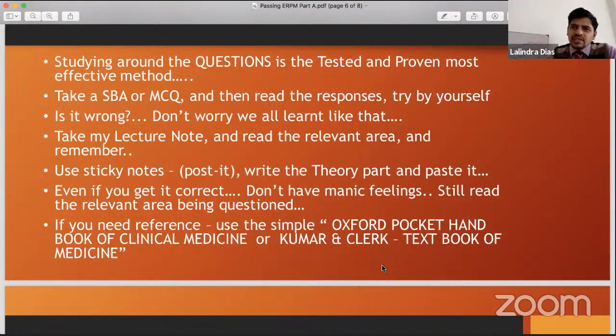That's why I always say question-based learning. Question-based learning is the most effective method. Read around the question. Even my postgraduate trainees, I always tell them, read around the question. You will be a very successful person. And you remember things when you do it like that.